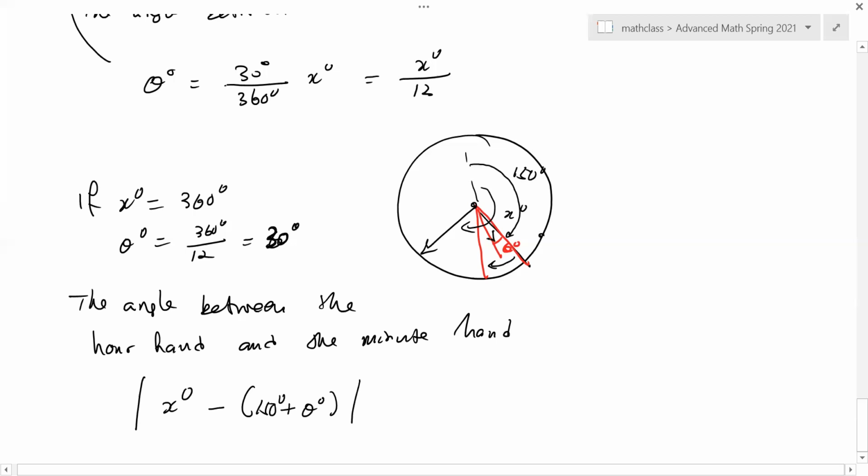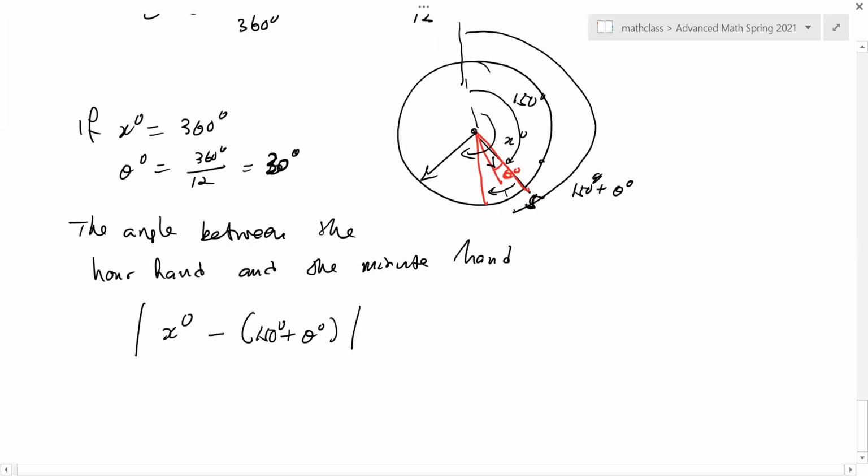Because 150, that's the 5 o'clock I'm talking about. This 5 is not changing, okay? So 180 minus 30 is 150. And for the angle from the North Pole, you have to have a reference point. So the angle from here to here is 150 degrees plus theta degrees.